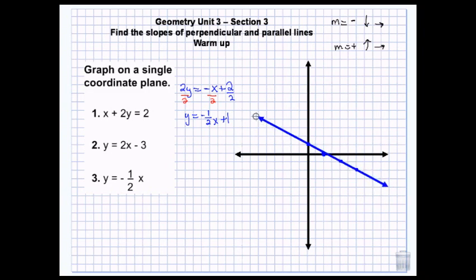And it's going to be nice and pretty. There's my first line.